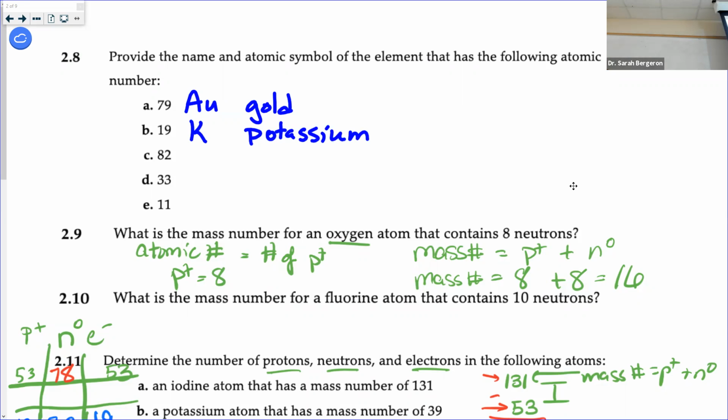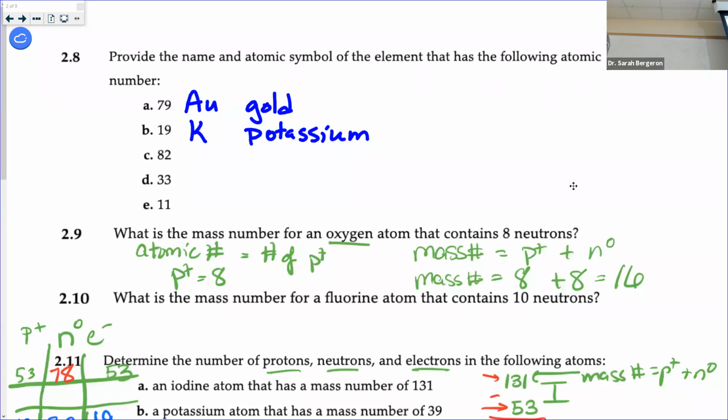Now, if you have your best friend next to you, what's on the second page of your best friend? The first page is your periodic table. What's the next page? It's all the names spelled out. So if you don't know what a symbol means, you can go find the symbol and then find the name, okay? 82.